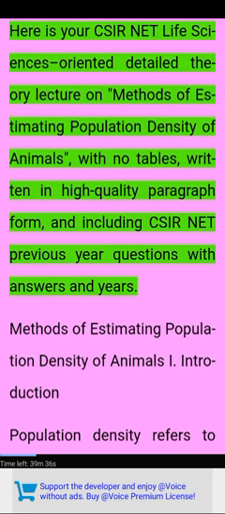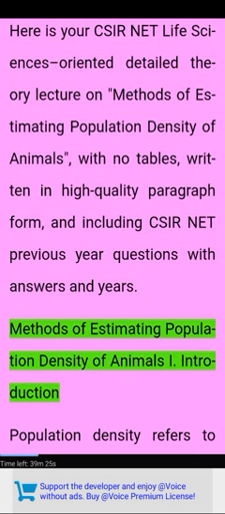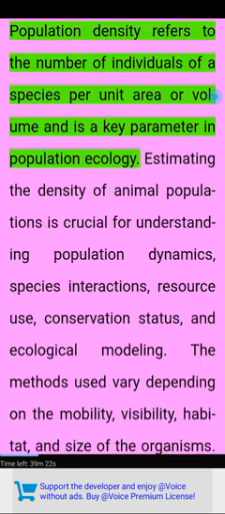Here is your CSIR-NET Life Sciences oriented detailed theory lecture on methods of estimating population density of animals, with notes and tables, written in high-quality paragraph form, and including CSIR-NET previous year questions with answers and years. Methods of estimating population density of animals. Introduction. Population density refers to the number of individuals of a species per unit area or volume and is a key parameter in population ecology.